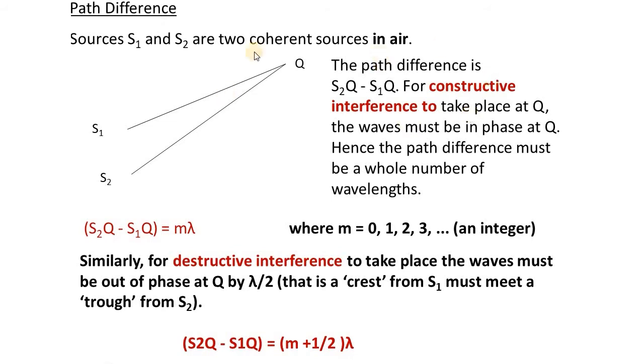Suppose we have two sources of light, S1 and S2, so that both of them meet at the point Q. There is a difference in the path length from S1 to Q and from S2 to Q. This difference in path length is called the path difference. I can simply say that the path difference is S2Q, which is the bigger one, minus S1Q.